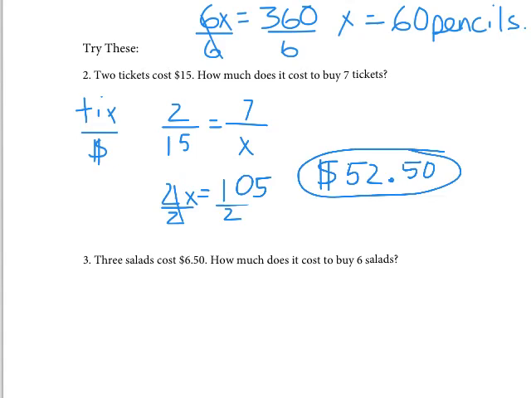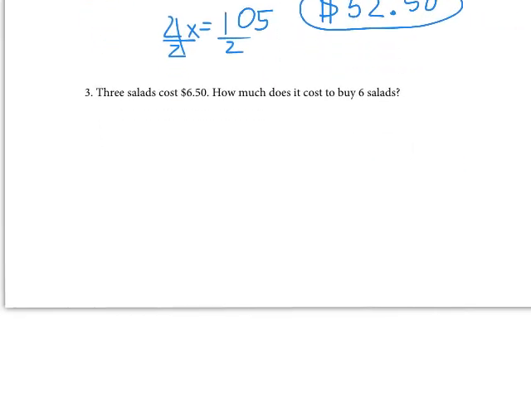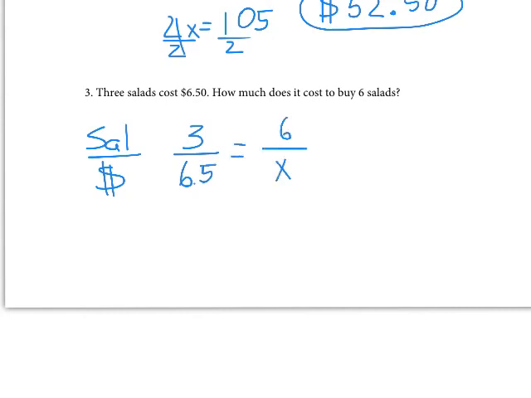All right, let's look at number 3 and let's see if I can do one right without screwing it up. All right, so I'm going to do salad over money. Not salad fingers over money, just salad over money. Okay, so I have 3 salads that are $6.50, so I'm going to do 6.5. How much does it cost? So my money is my X for 6 salads.